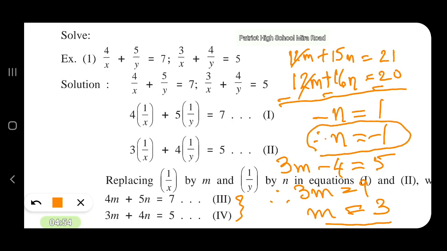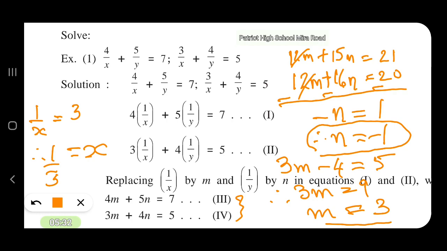But what we have been given was the variables in x and y. Variables were x and y. So we have to change the value of it. Like 1 upon x was m, and m is 3 now. Therefore, 1 upon x is 3, so x is equal to 1 upon 3.